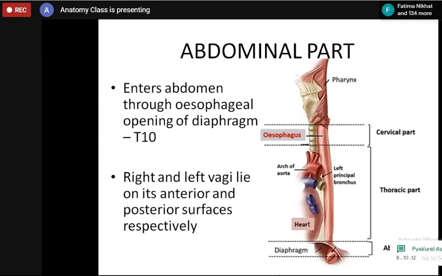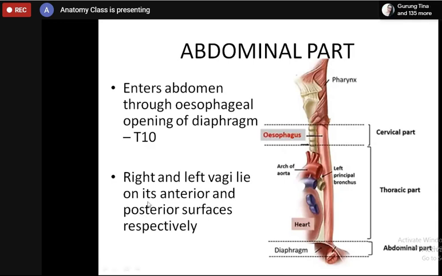So we can say the abdominal part of the esophagus extends from the 10th thoracic vertebra, where it pierces the diaphragm, to the 11th thoracic vertebra, where it becomes continuous with the cardiac end of the stomach. So this is very short, measuring about 1.25 centimeter in length.